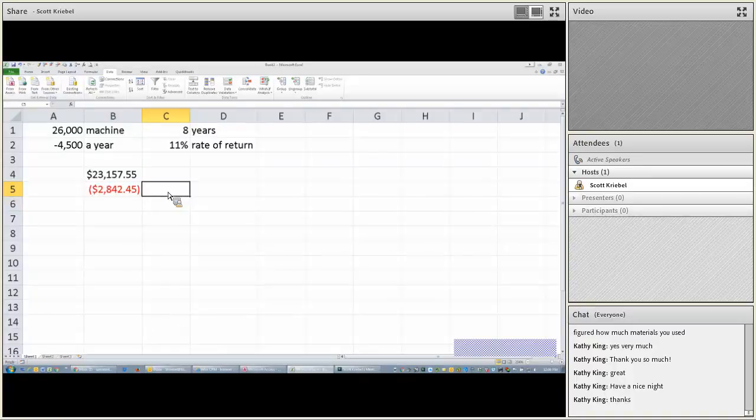So the second part of the question is: what is the difference between the total undiscounted cash flows and cash outflows over the entire life of the machine?